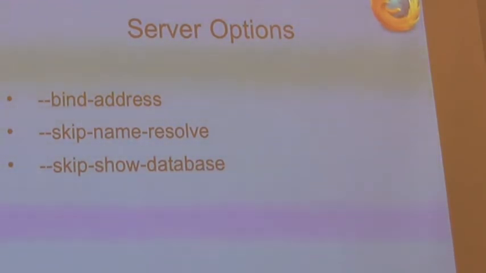If you want to be a little more secure, maybe you're in a virtual machine or something, you want to bind the address to one of the IPs, you can actually do that. Or you can bind it to 5 of the 10 IPs. It's not just one, you can bind it to one or more of the IPs. You can also do skip name resolve, and that's somewhat of a security feature.